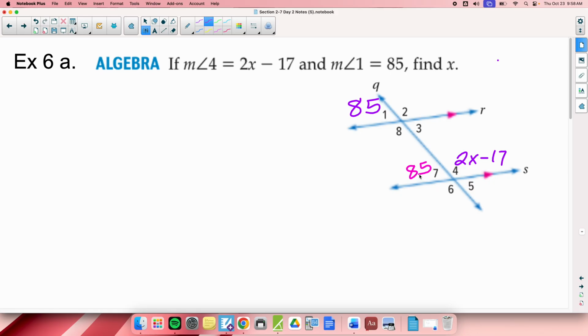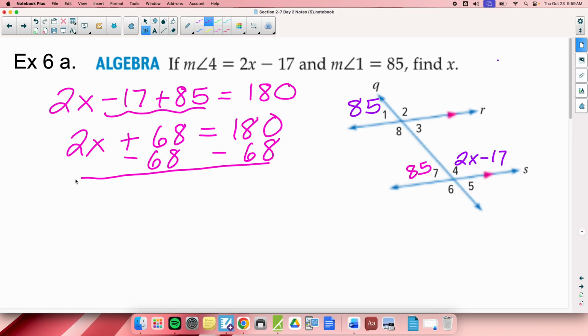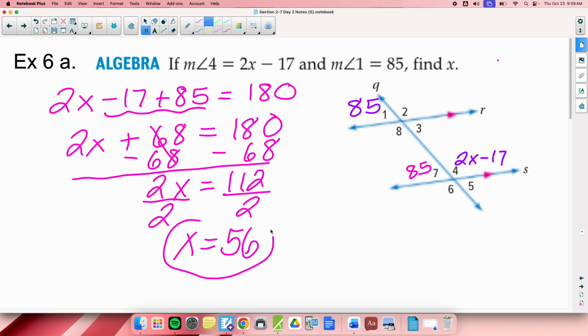Now do I know something about two angles that form a line? They add to 180. So I can go over here now and say 2x minus 17 plus 85 equals 180. Okay? Now I'm going to combine these two. Negative 17 plus 85. Anyone? 68. Thank you. Okay. Then I'm going to subtract 68. And I get 2x equals 112. Divide by 2. And x would be 56. Great.